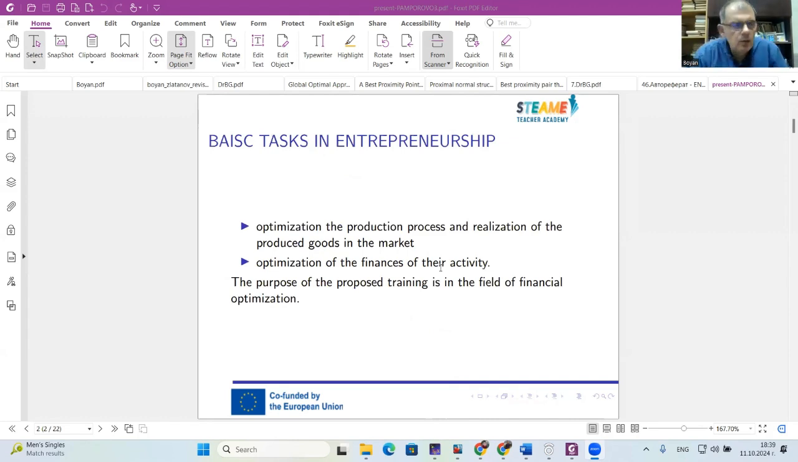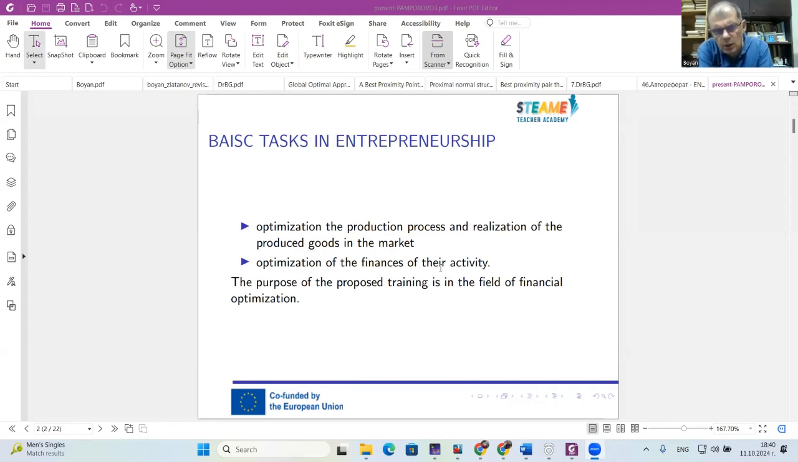Basic tasks which a small investor has to solve. If this is a big company, it has different structures in which they employ specialists who solve any problem with the knowledge that they have. But in a small business, the owner has to deal with all problems that arise.